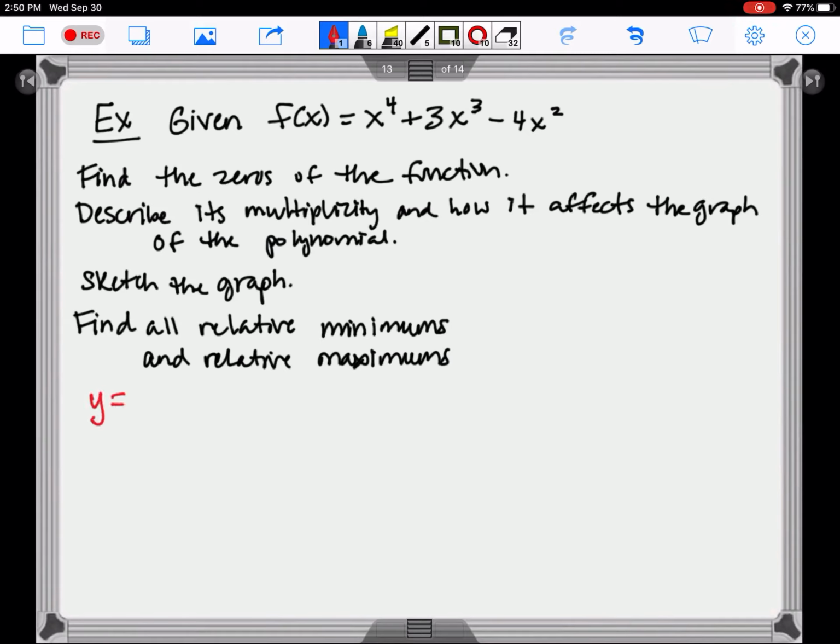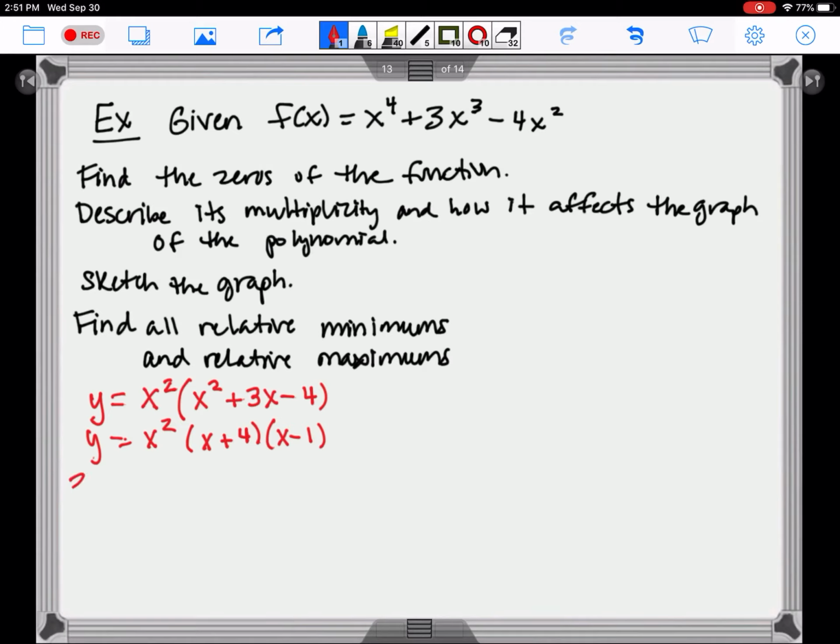Okay, so let's start with this equation. Y equals x to the fourth plus 3x to the third minus 4x squared. I can factor out an x squared. And that gives me x squared times x squared plus 3x minus 4. Well, factoring the x squared plus 3x minus 4 further into linear factors, that would be an x plus 4 and an x minus 1.